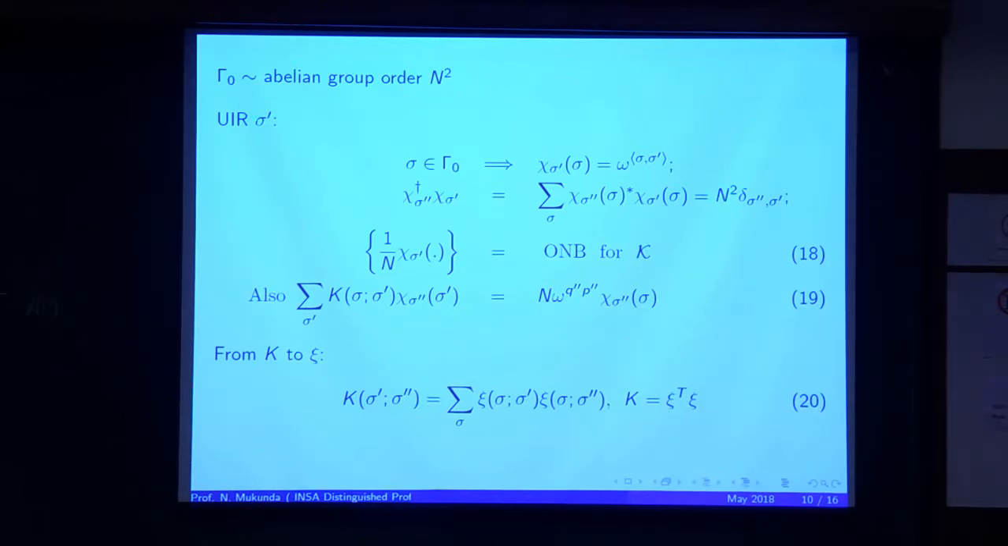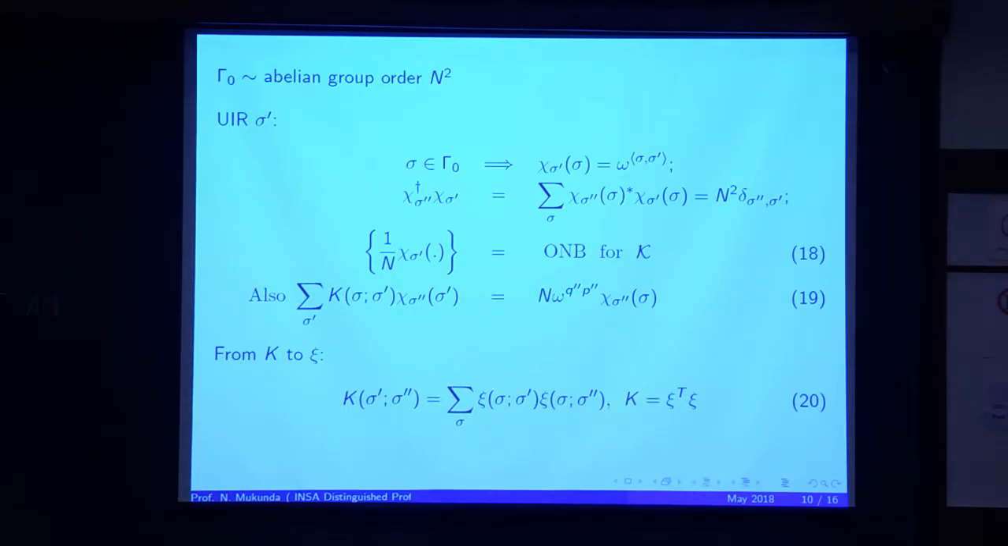So the characters of gamma 0, thought of as an abelian group, form an orthonormal basis for that script K Hilbert space. It also turns out that our kernel K, which we are interested in, has these characters as its eigenfunctions or eigenvectors, and here are the eigenvalues. Every eigenvalue is n, a scale factor, times a phase factor.